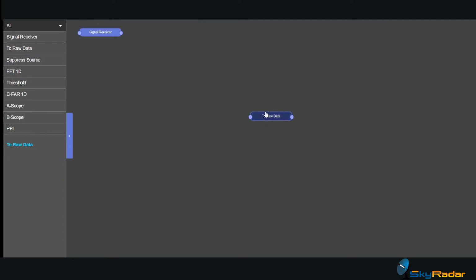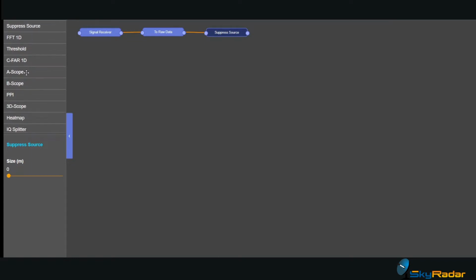Let's start building the signal chain in the FreeScopes. We will start first with the signal receiver, as always. Then the second block will be the raw data, which will connect the live measured data to the FreeScope. Next comes suppressors. We have talked about suppressors in previous videos, and we are going to use this block to suppress the source of the antenna.